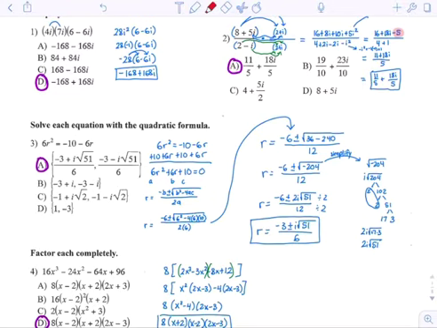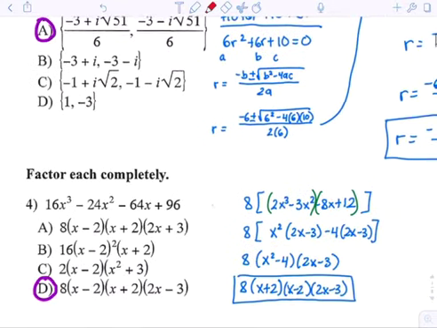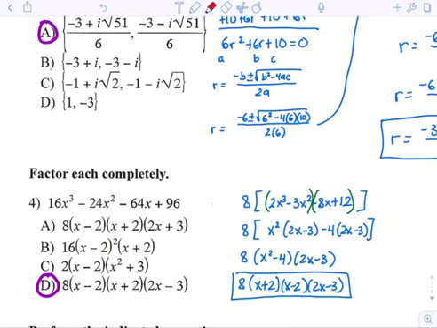Okay, number 4. Now, number 4 looks to be by grouping, right? Because there are 4 terms, and usually if there are 4 terms, it's always a good idea to do by grouping first to see if it works. So, first off, I notice everything can be divisible by 8. So, 16 divided by 8 is 2. Negative 24 divided by 8 is negative 3. Negative 64 divided by 8 is negative 8. And 96 divided by 8 is 12.